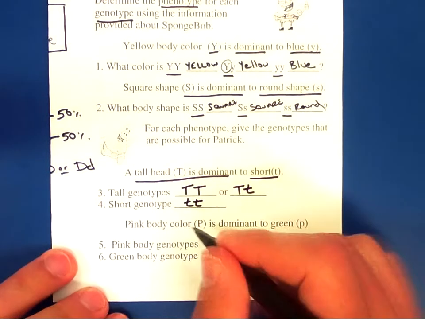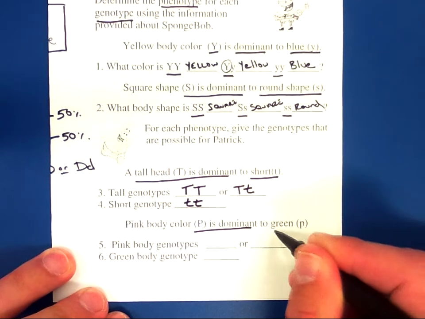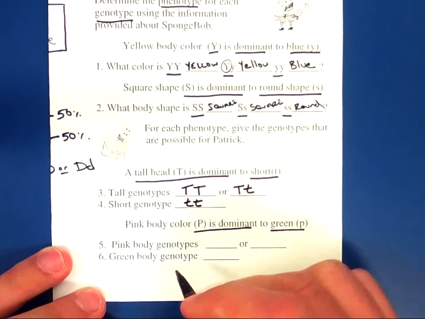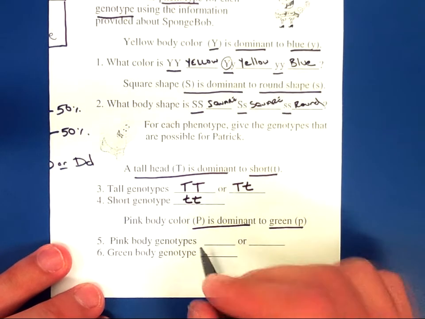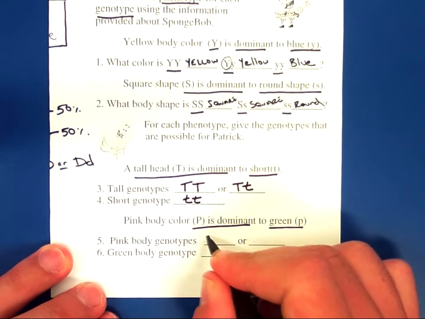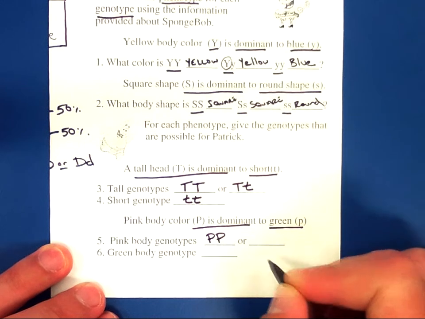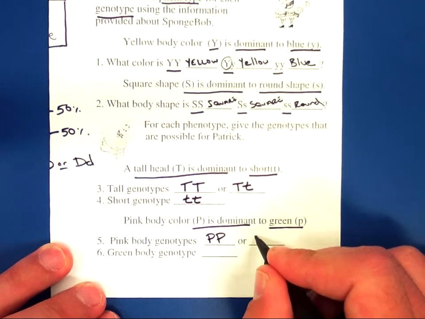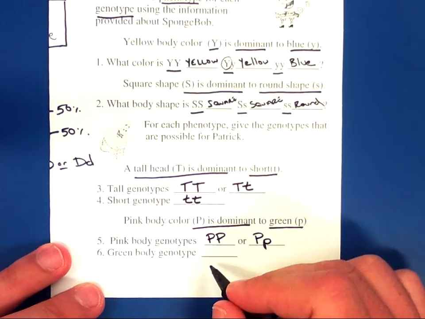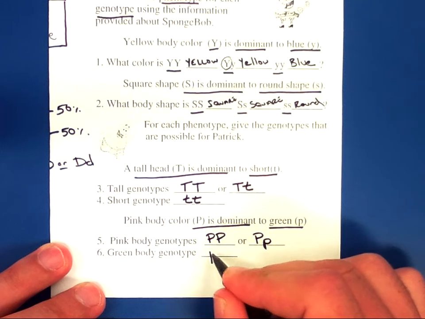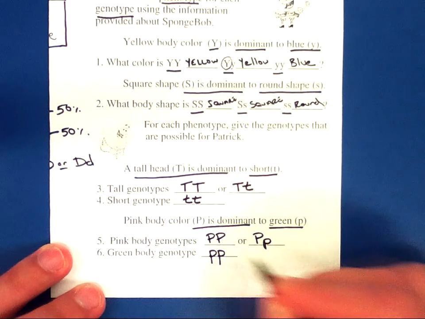Okay, pink body color is dominant to green body color. So for Patrick to be pink, what's one genotype he can have? You can have homozygous with two uppercase P, homozygous dominant, or heterozygous with one uppercase P and a lowercase p. Perfect. And to be green, you have to be two lowercase p, homozygous. Yeah, homozygous recessive.